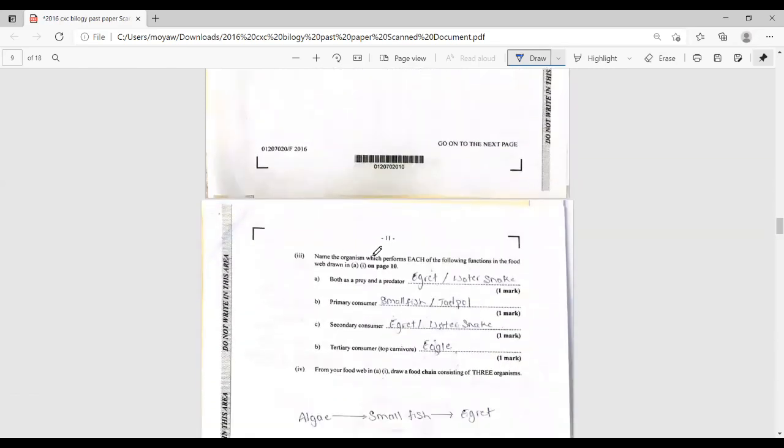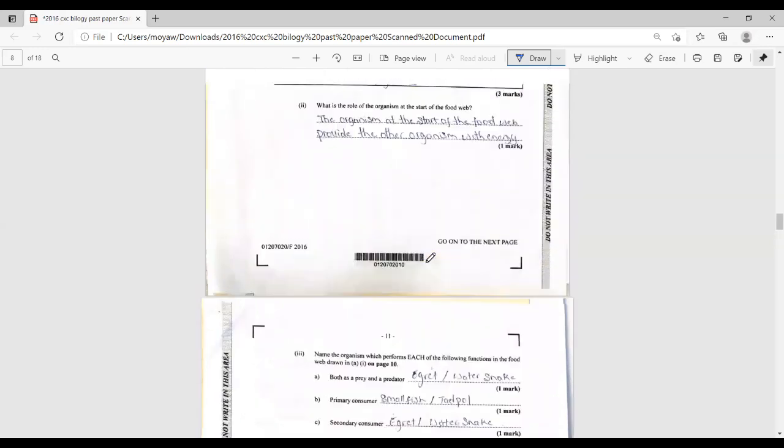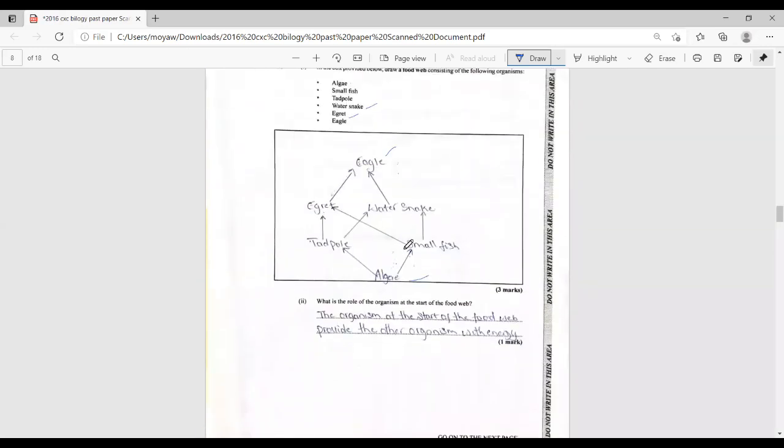So name the organism which performs each of the following functions in the food web drawn in AI on page 10. So A, both as a prey and a predator. So we have to find organisms that are a prey. That means they can be eaten, and a predator, that means that they can eat another organism. So both as a prey and a predator.